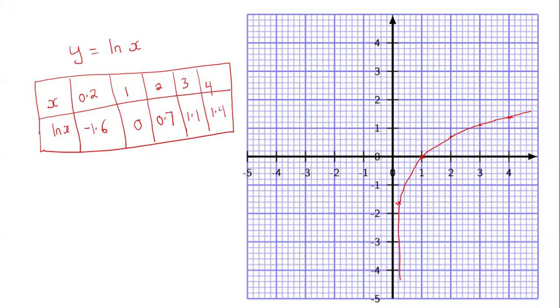Now, when our curve reaches 0, it does not touch 0. In mathematics, we call it asymptotic. It does not touch 0, but it just becomes very, very close to 0. And members, this is our curve for y is equal to ln of x. This is how the curve looks.